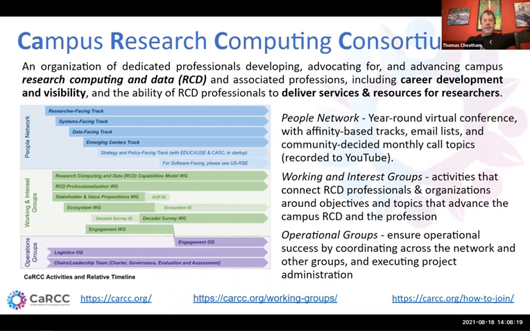And the activities of this group are broken out into three areas. There's the people network, which you'll hear about more later, which is everyone who's involved. And we have a concept of facings, which are subsets of people that maybe interact with researchers or interact with systems stuff. And these roles are not mutually exclusive. You'll hear more about this in a slide later on. We have working and interest groups.